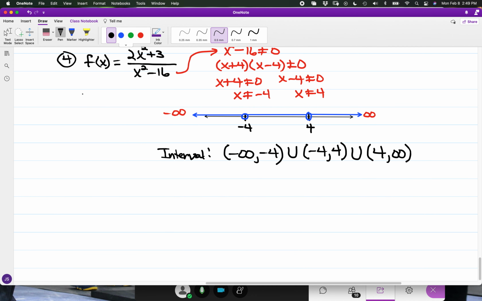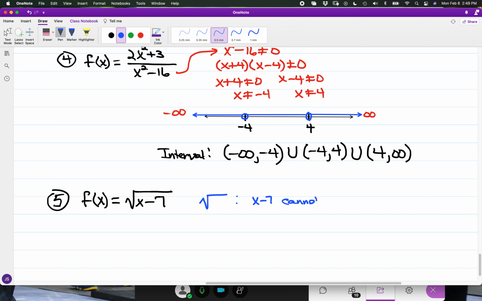Now, the other situation could be where you have, let's say, a function set equal to an even root of an expression in the input variable. Say I have f of x is equal to the square root of x minus 7. Because we're dealing with a square root, x minus 7 cannot be negative inside of an even root.